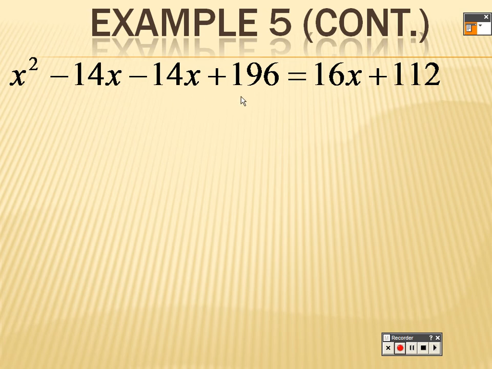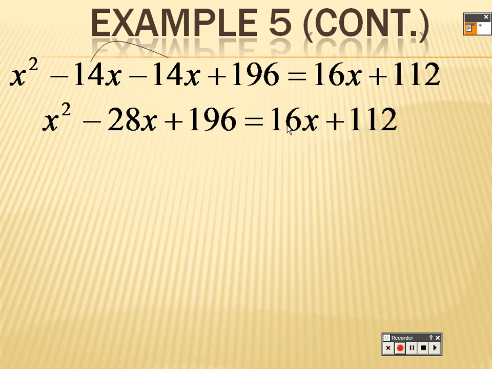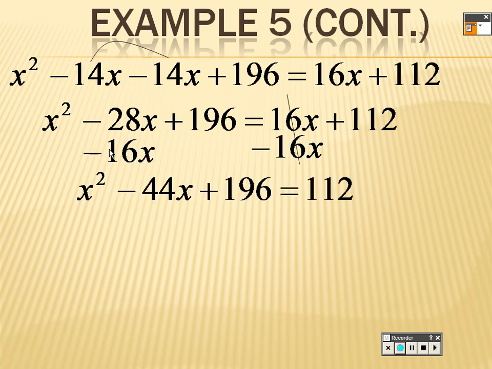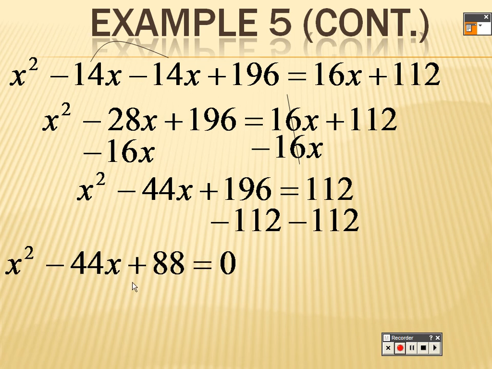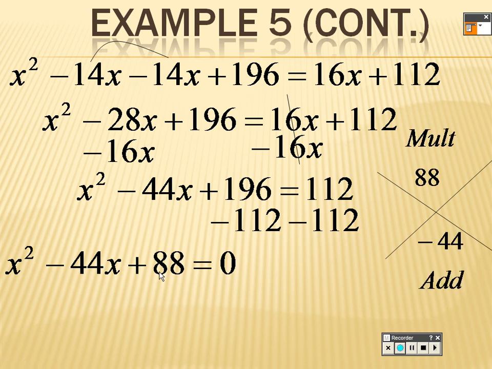So all that was on that side, and I take that 16 through, and this is what I have. So I combine my like terms to get a negative 28x. And because it's quadratic, I got to move all my x's onto one side. So minus a 16x to get all my x's on one side. So I have x squared minus 44x plus 196 equals 112. I'm going to move that 112 over because once again it's a quadratic. So can I think of numbers to factor this? You think of two numbers that multiply to give you 88 to add to give you negative 44. Off the top of my head, negative 42 and negative 2 work.